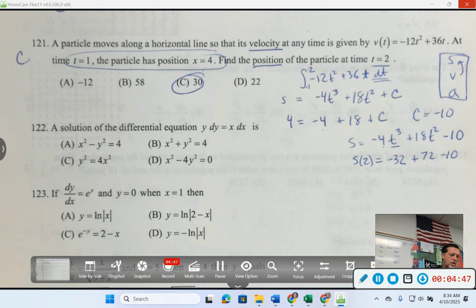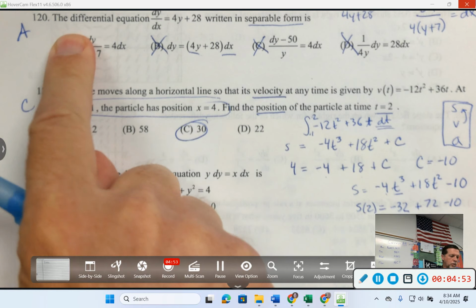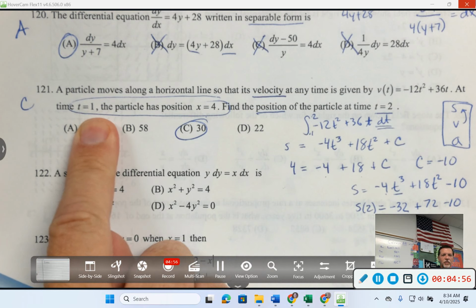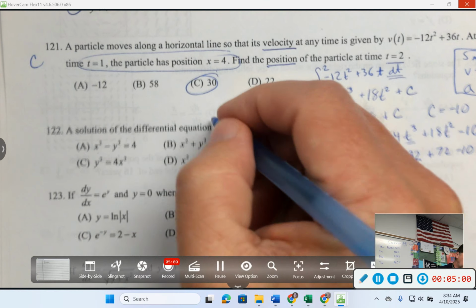122: Separate, integrate, solve for C. In fact, that's all we've been doing. We separated for 120. For 121, we solve for C. For 122, well, they've already separated. All we need to do is integrate.